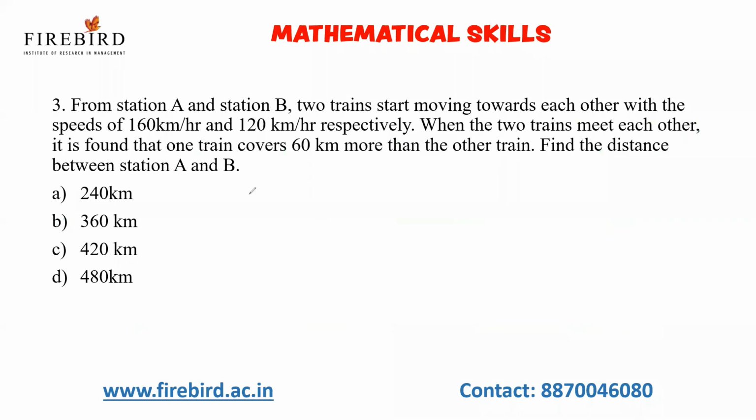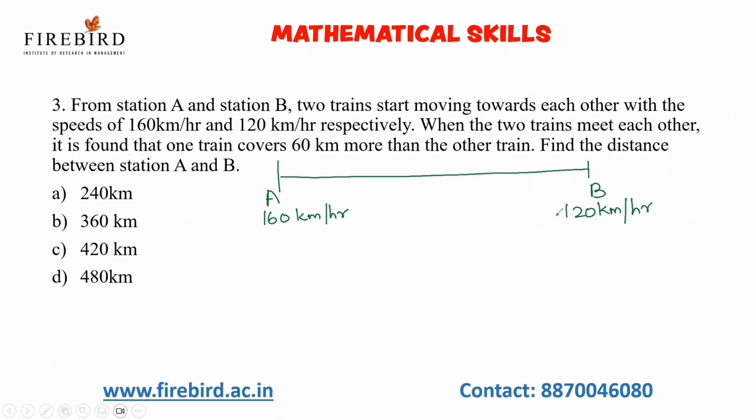From station A and station B, two trains start moving towards each other. Let us take this as station A and station B. One train moves towards B with a speed of 160 km per hour. Another train moves towards A from B at the speed of 120 km per hour. When the two trains meet at a place, it is found that one train covers 60 km more than the other train. They are asking what is the distance between the stations A and B.